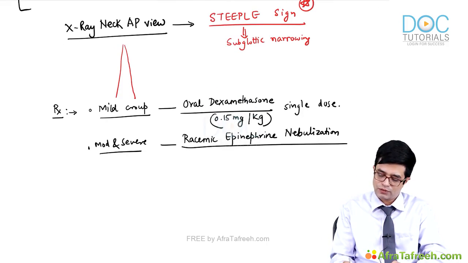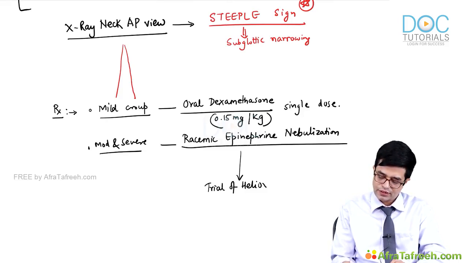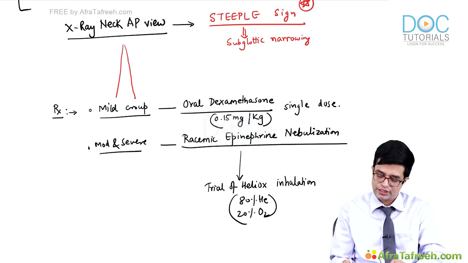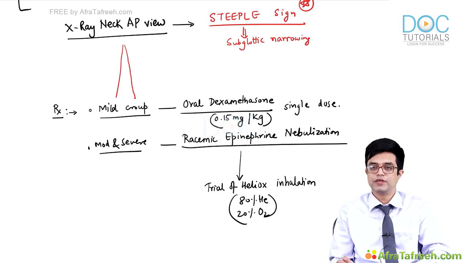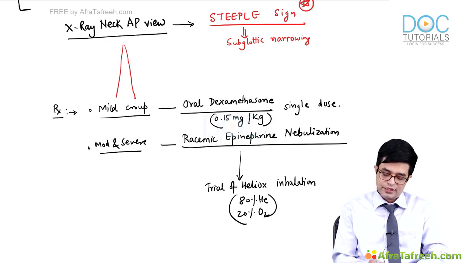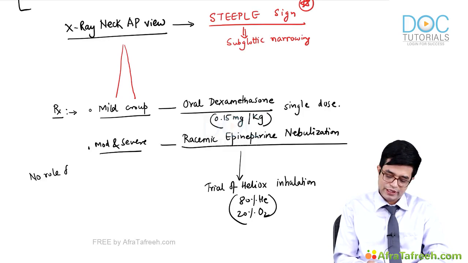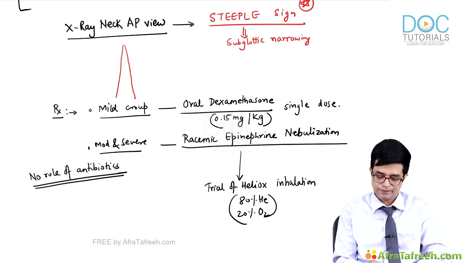And if there is no response to nebulization, then you can give a trial of Heliox inhalation. Heliox is a mixture of 80% helium and 20% oxygen. It has been shown to decrease the airway resistance and improve airway patency. There is no role of antibiotics in croup.